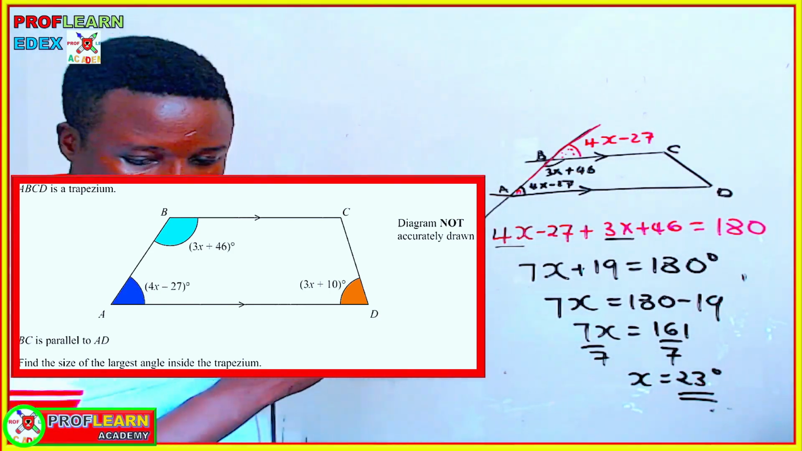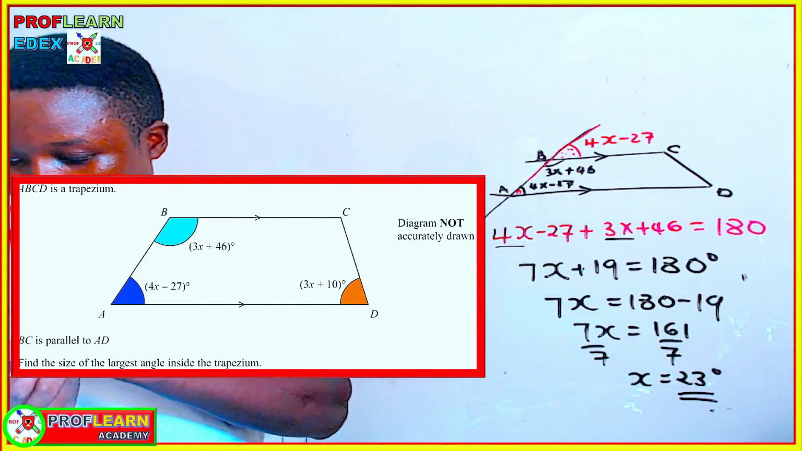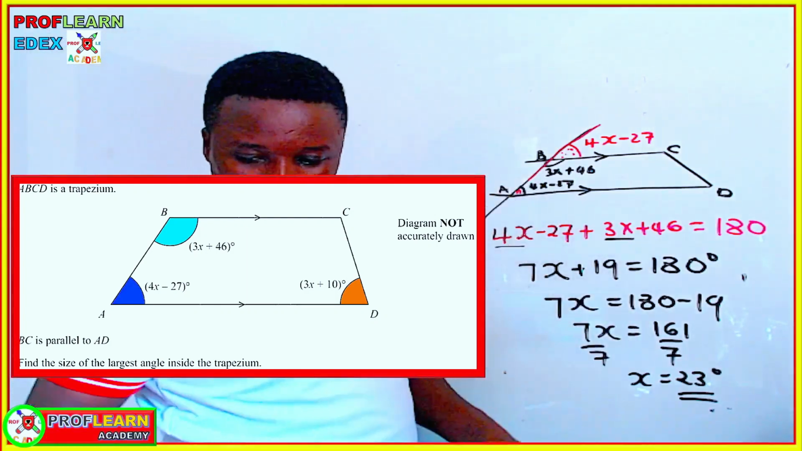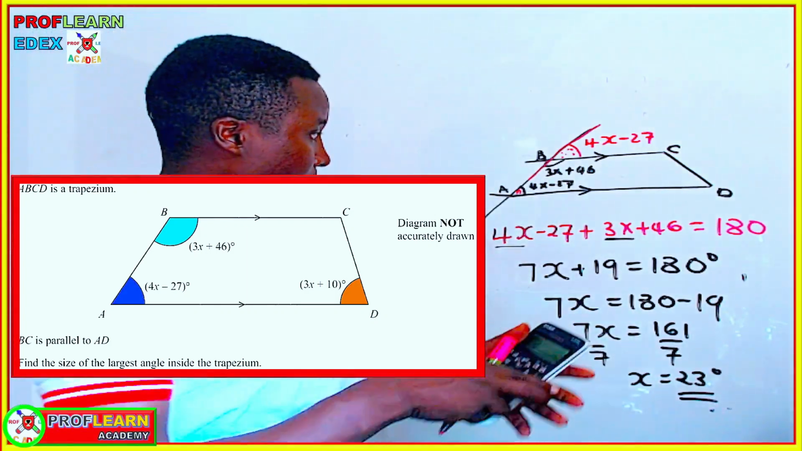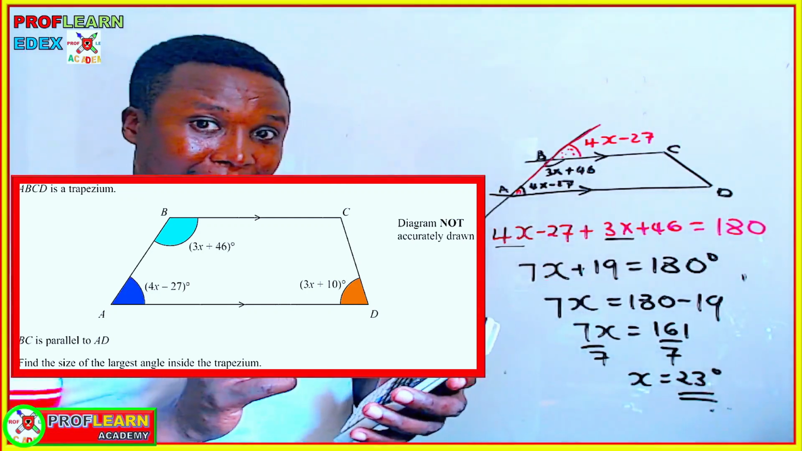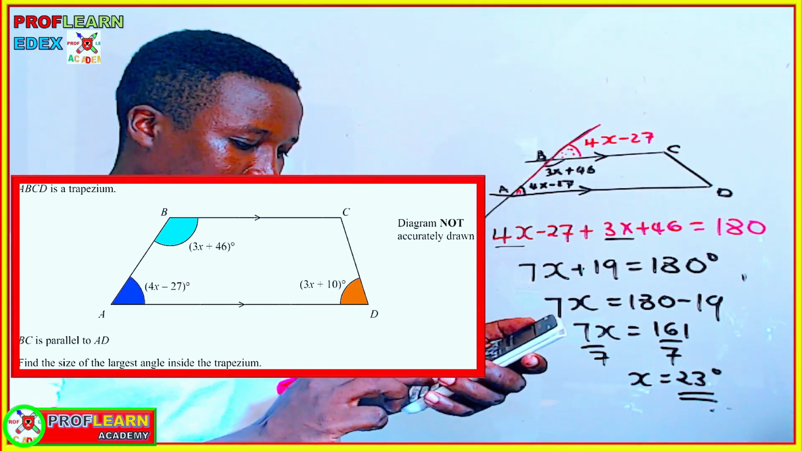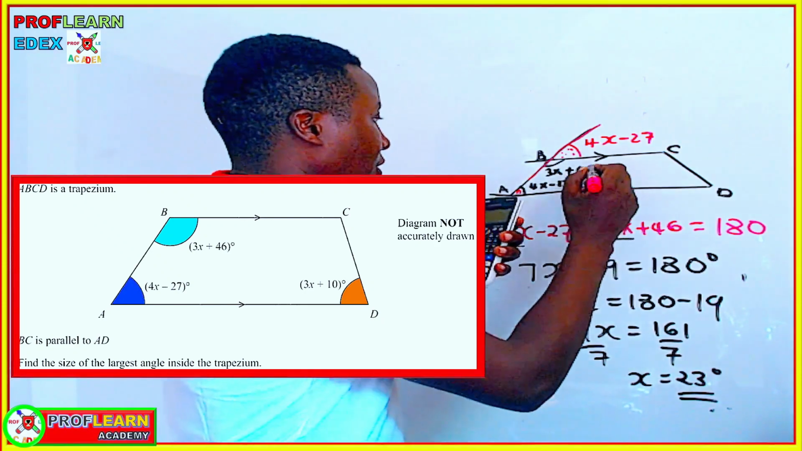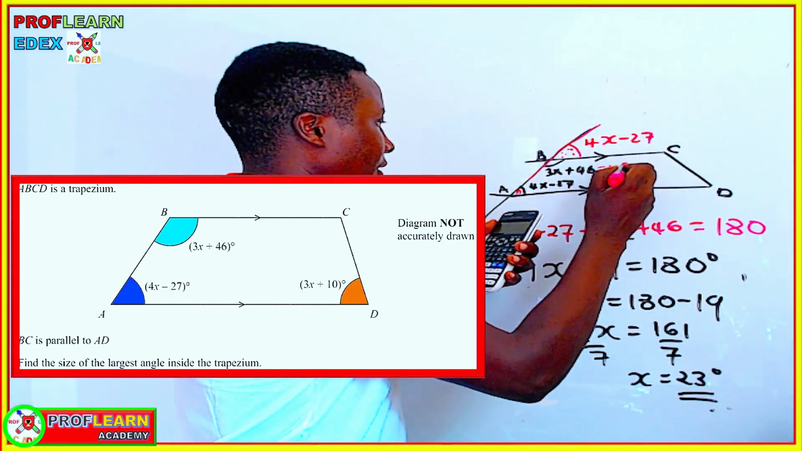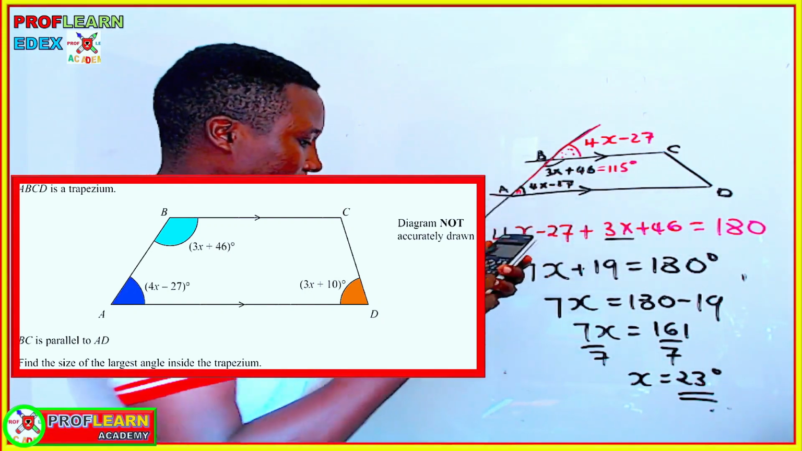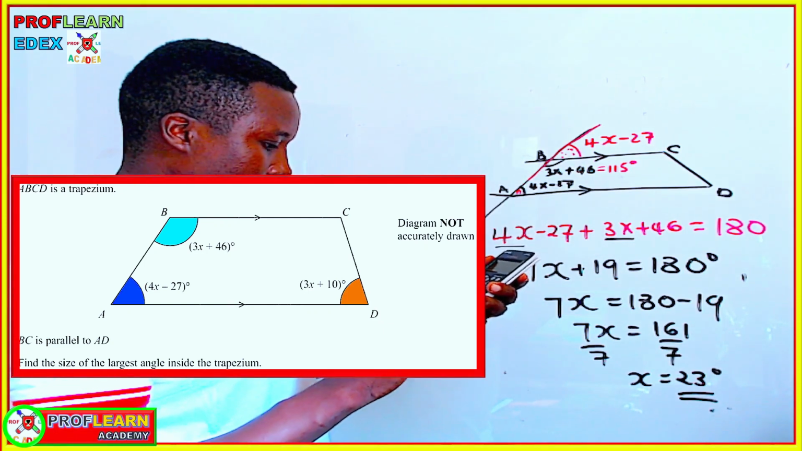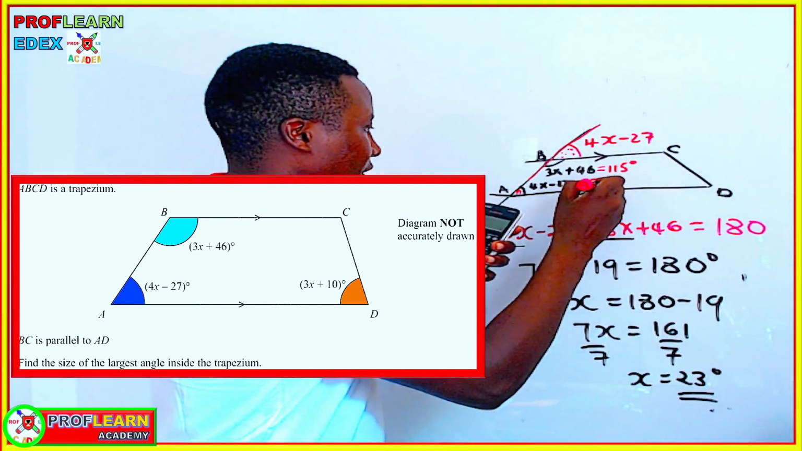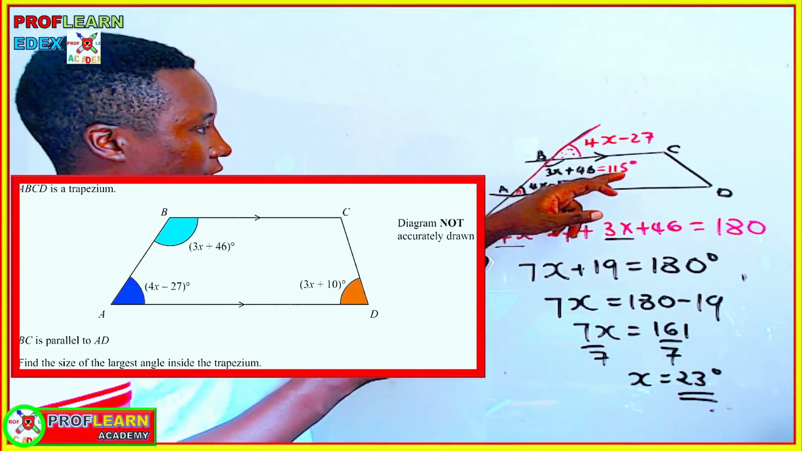So this angle that we have here, which is 3x plus 46, will be equivalent to what? 3x, and we have found that x is 23, so it will be 3 times 23, then plus 46. This angle is going to be equal to 115 degrees. 4x minus 27 is 4 times 23, then minus 27. This gives us 65. So this angle is 65, and this is 115.